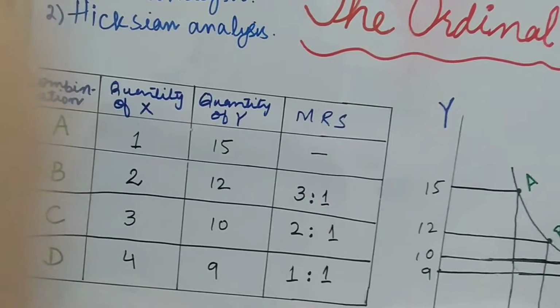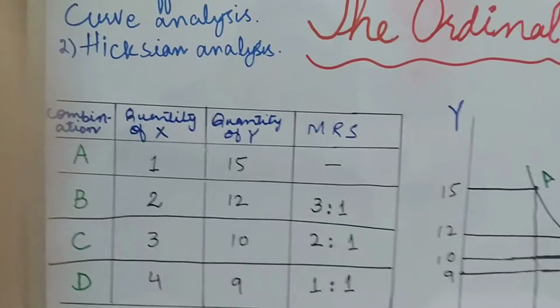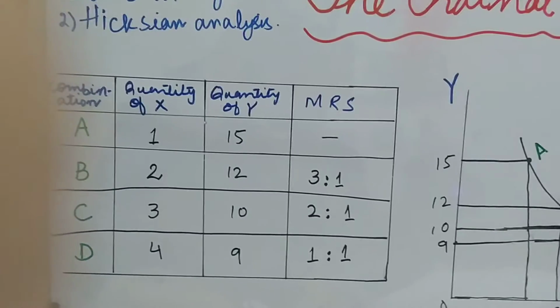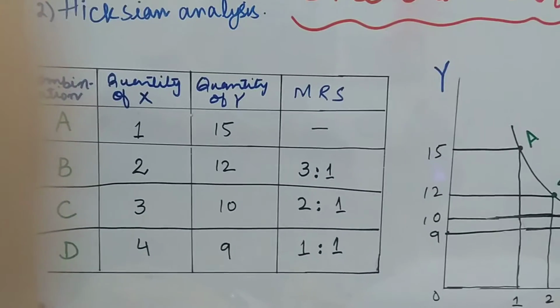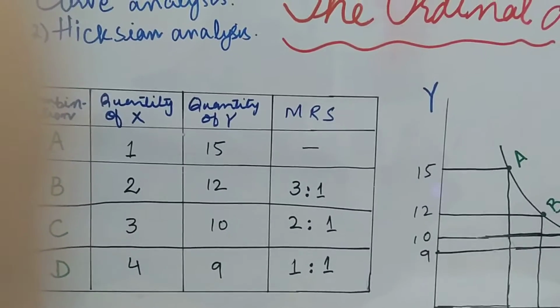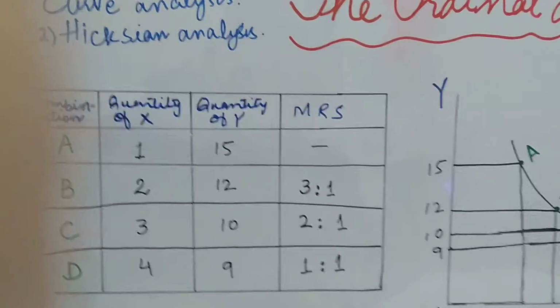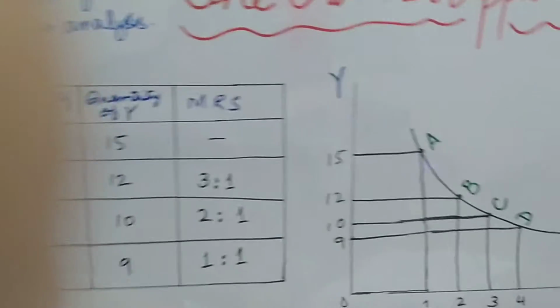Again, in the third combination we have increased 1 unit of X from 2 to 3 and decreased 2 units of Y from 12 to 10. Similar is the case with combination D. So it means that we are increasing the consumption of X and decreasing the consumption of Y. If we have to graphically represent this, we get a curve called indifference curve.